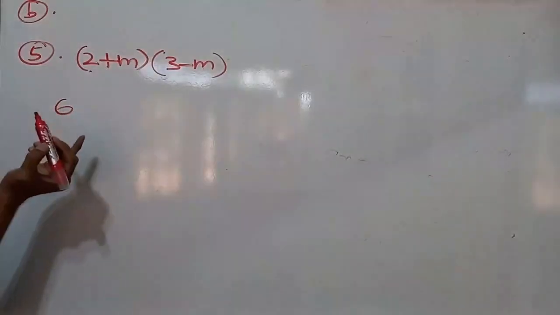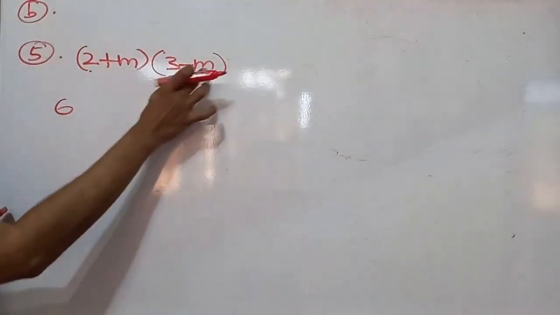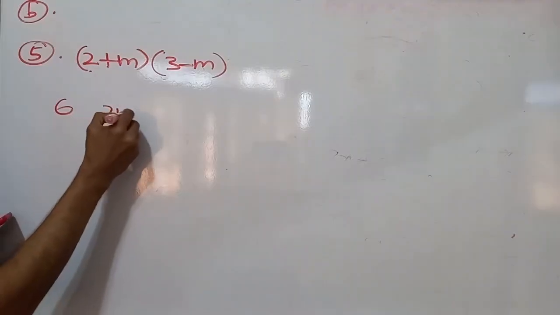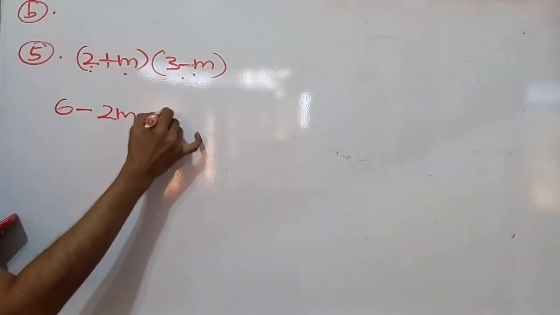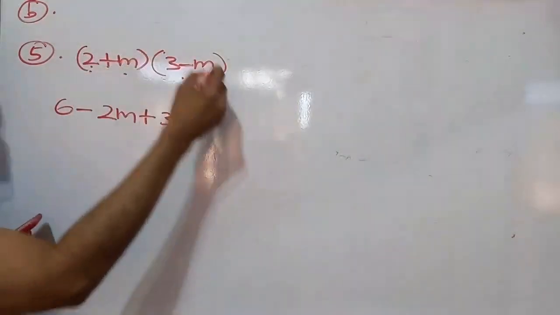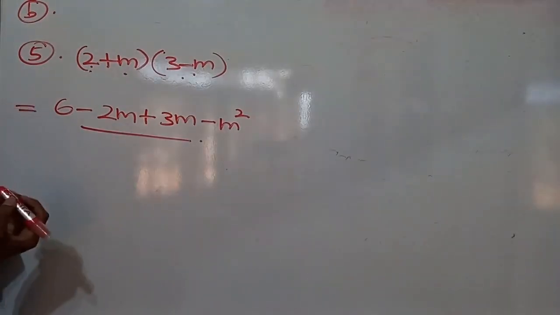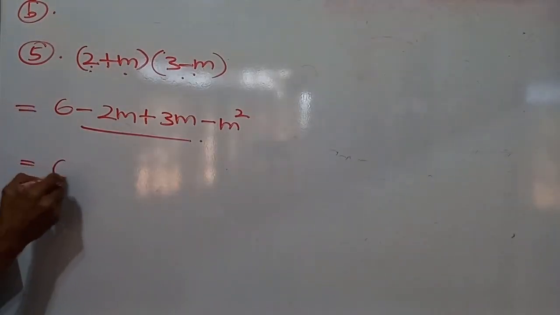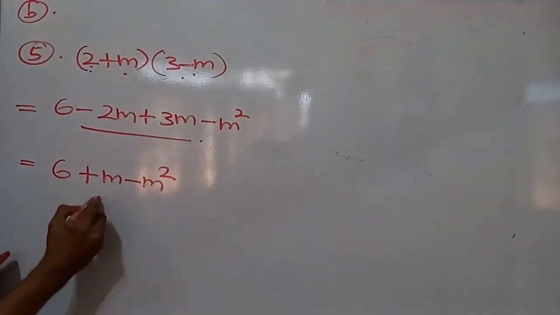Total, 2 times, sorry, 2 times 3, that is 6. Positive into positive, that is positive. Right? So 2 times m, that is 2m. Positive into negative, that is negative 2m. M times 3, that is 3m. Positive into positive, that is positive. M times m, that is m squared. So here we have 2 like terms. So 6 plus m, negative m squared.